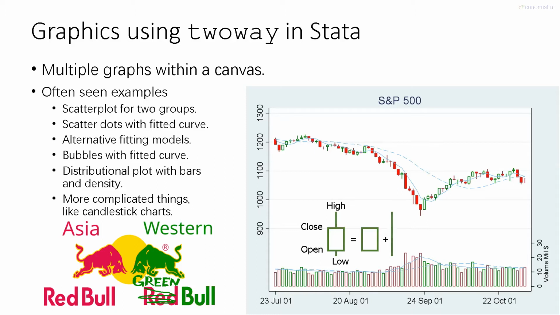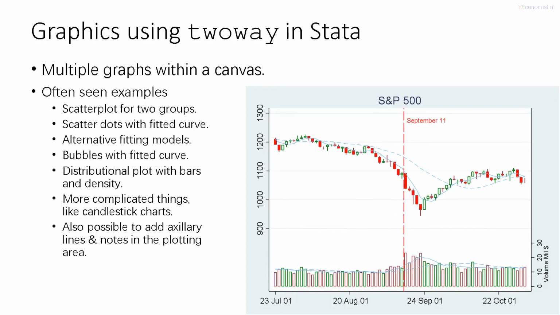And of course, there is another functionality of twoway. That is, you can draw some auxiliary lines and make some notes inside the plotting area. So here you see, for instance, that the share price in New York had already decreased even before the 9/11 incident.